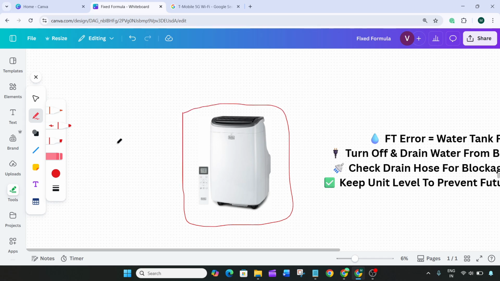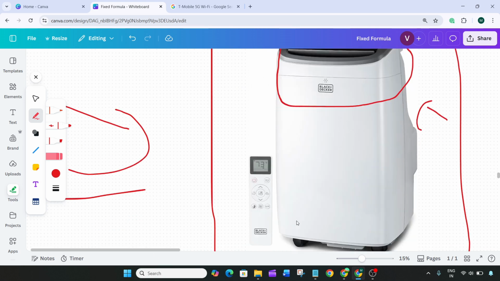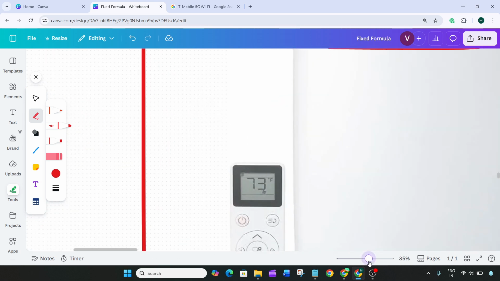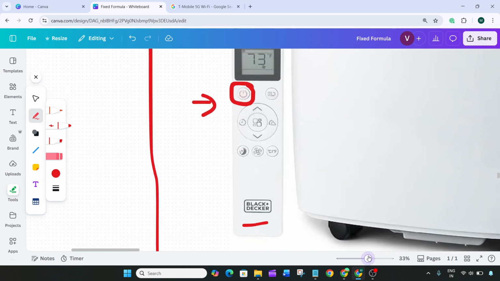If your Black & Decker portable air conditioner shows an FT error code, it usually means the internal water tank is full and the unit shuts itself off to prevent water overflow. Portable ACs remove moisture while cooling, and that collected condensation builds up inside the tank. Once the water reaches the limit, a float sensor activates the FT warning and stops the system until the water is drained.